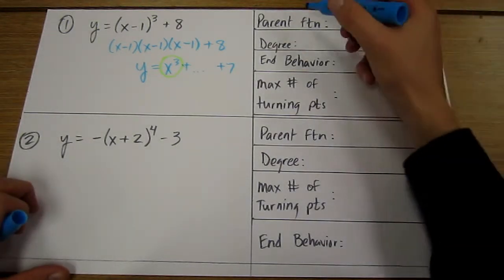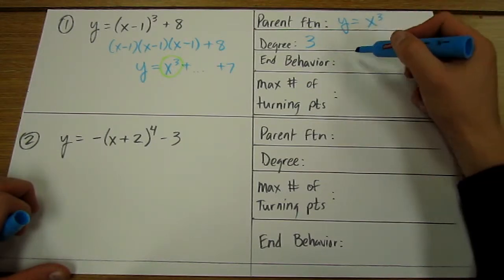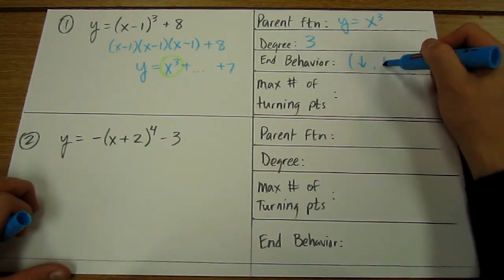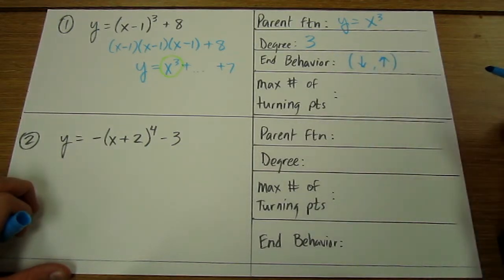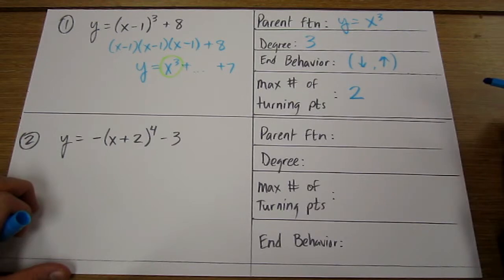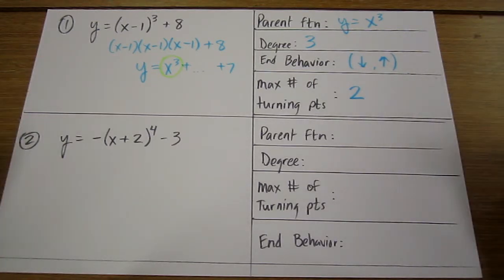Our degree goes along with that. Our degree is 3. Our end behavior is going to be down on the left and up on the right. The maximum number of turning points, which is probably something new to you guys, is going to be 2. And we'll see here if we can make a connection after doing the second problem.